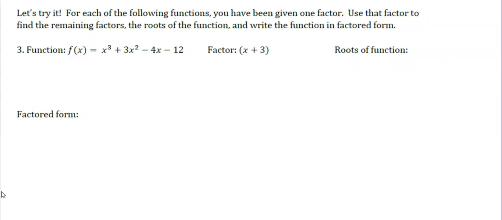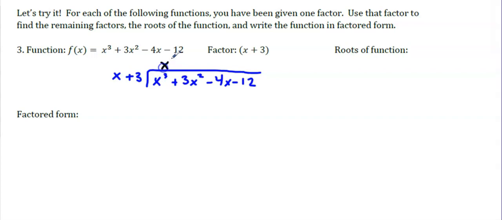Let's try it. All right, so we need to divide x plus 3 into our polynomial x cubed plus 3x squared minus 4x minus 12. So I ask myself, what times x gives me x cubed? And that would be x squared. Then x squared times x is x cubed. x squared times 3 is 3x squared.